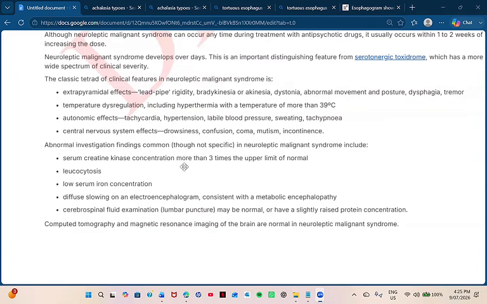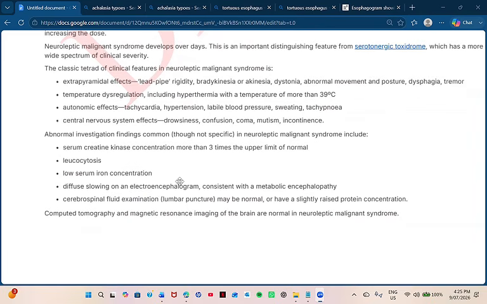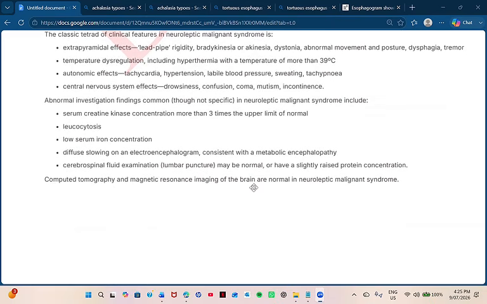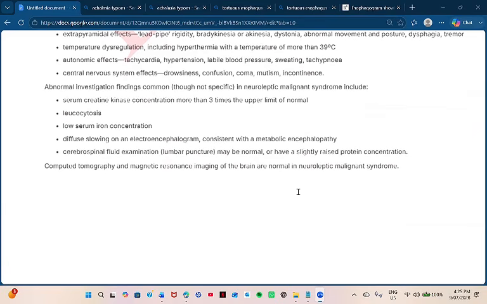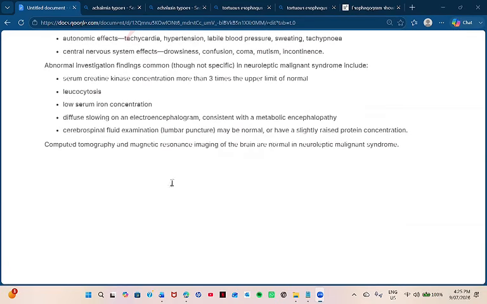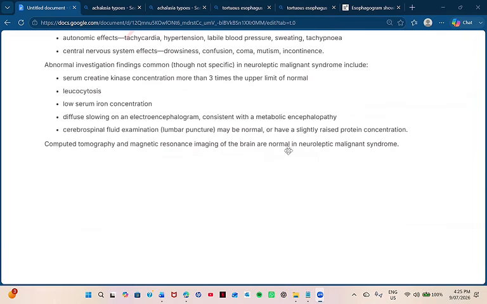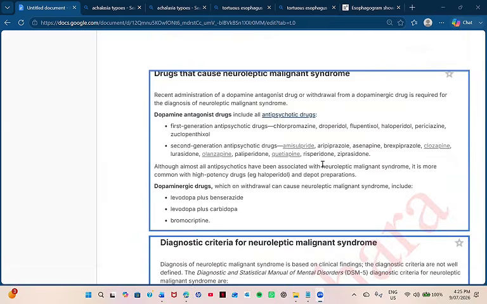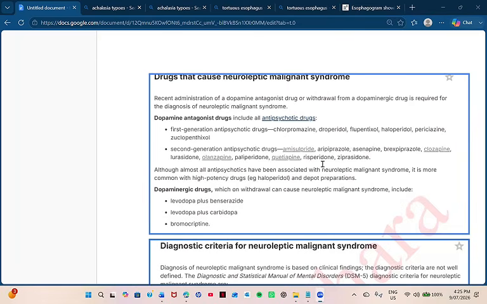Serum creatine kinase concentration more than 3 times the upper limit of normal. Leukocytosis and low serum iron concentration. Diffuse slowing on the electroencephalogram, consistent with metabolic encephalopathy. Cerebrospinal fluid examination by lumbar puncture may be normal or have slightly raised protein concentration. CT and MRI of the brain are normal in neuroleptic malignant syndrome, right? And we have something called the diagnostic criteria.